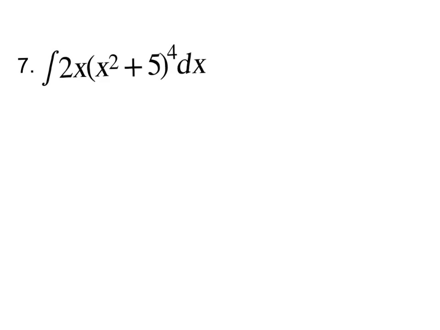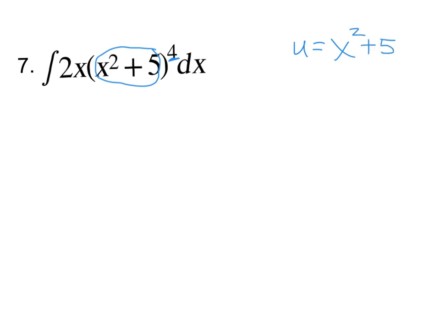This is a composition, right? So we have the composition, we have an inside and an outside, and that's why we use the chain rule. So we always let our u equal the inside function, in this case, x squared plus 5.